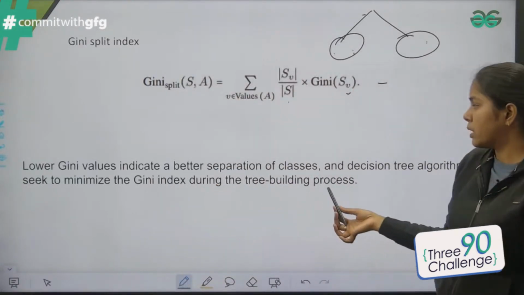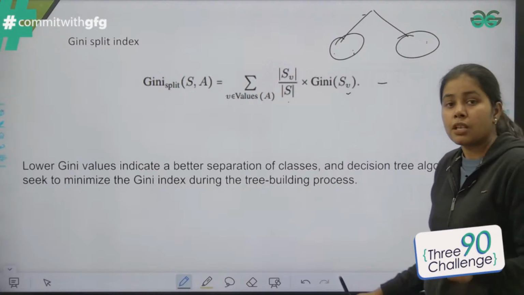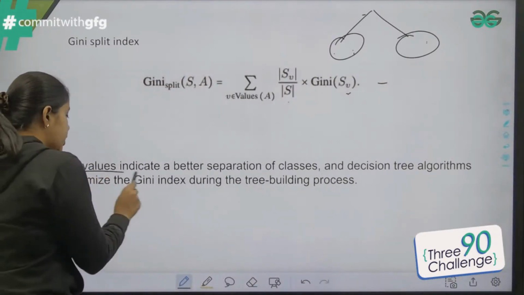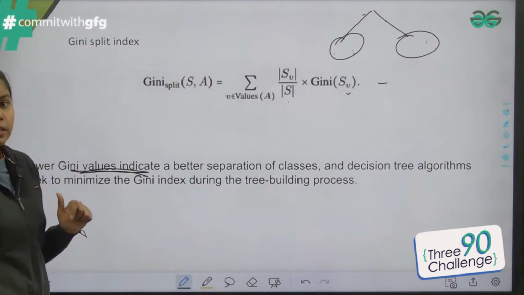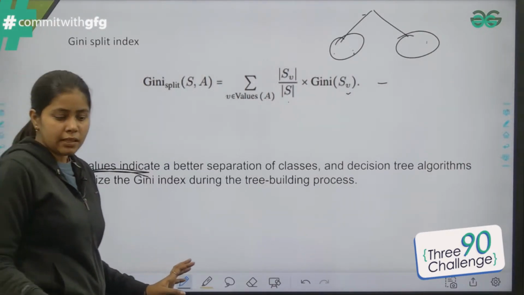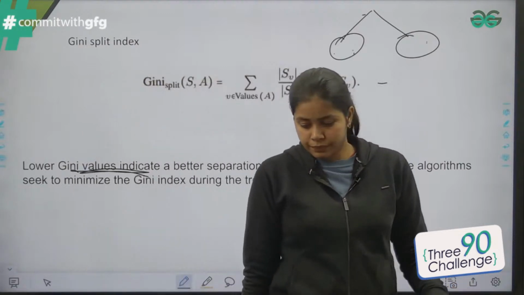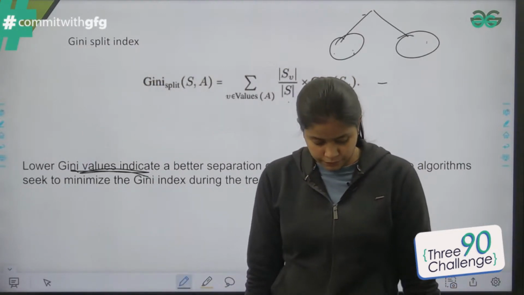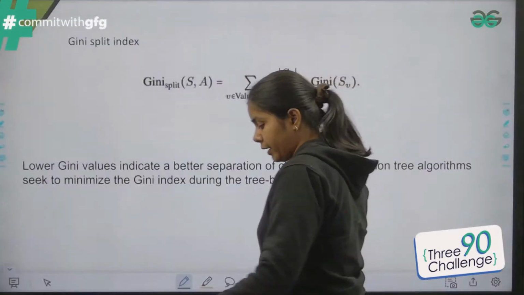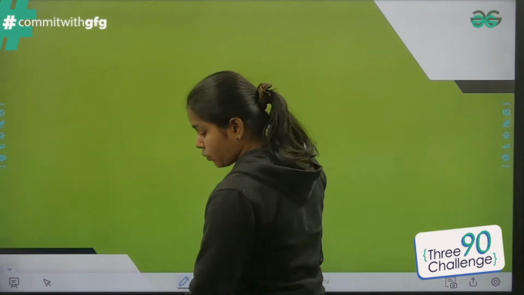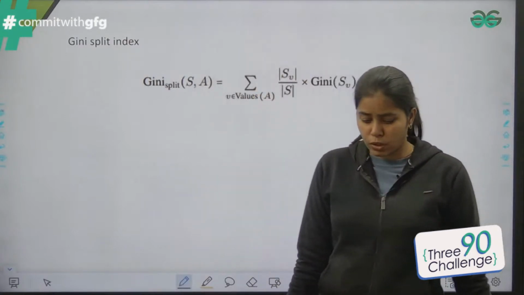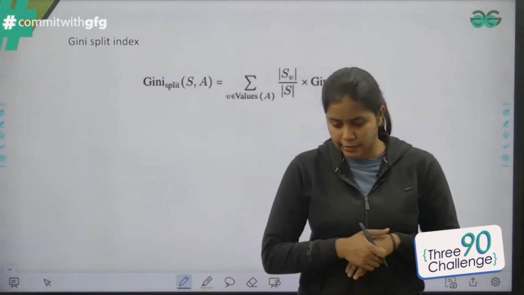Lower Gini values indicate a better separation of classes, so the information gain would be more. So in Gini, we have to minimize the Gini values, right? So you can see how we have found it in this data set. We haven't solved it, so just solve it by yourself. This is simple, just try to solve it yourself and you will get your result.